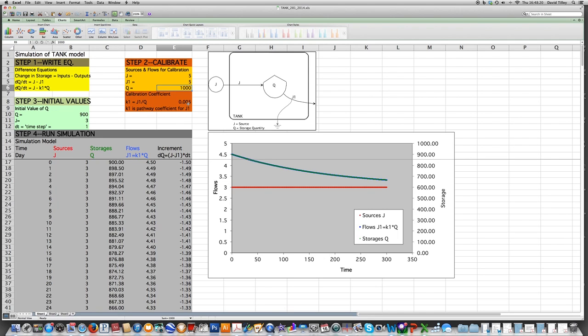Now, what has that done? You can think of K1 as a valve that controls the outflow J1. The larger the valve, the more flow. The larger K1, the more flow. So in this case, by increasing the flow or changing the size of the valve to make it larger, we're allowing more to flow out.